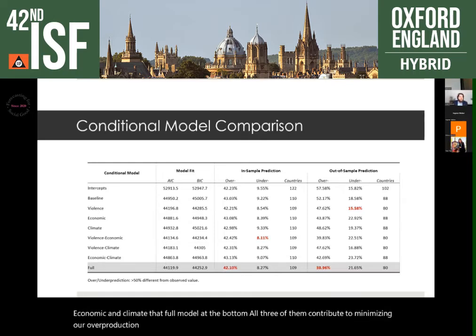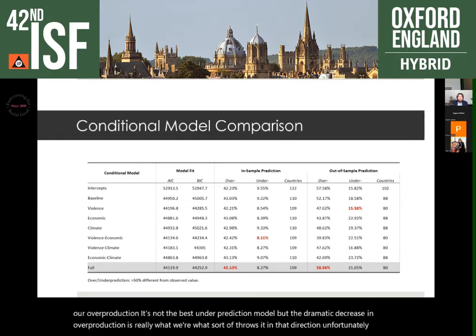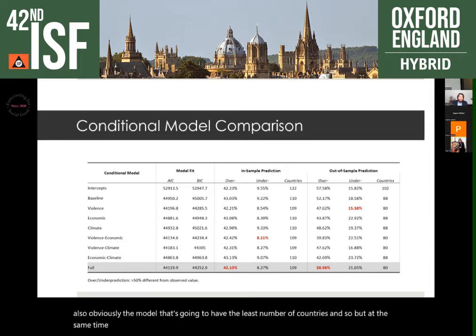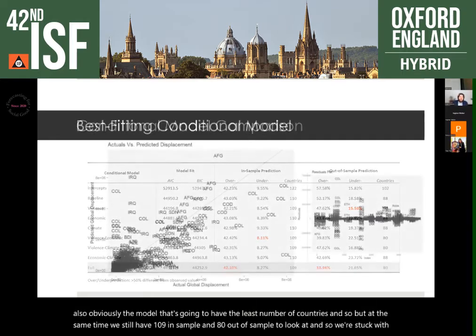It's not the best under prediction model, but the dramatic decrease in over prediction is really what throws it in that direction. Unfortunately, that's also obviously the model that's going to have the least number of countries. But at the same time, we still have 109 in sample and 80 out of sample to look at. And so we've stuck with the full model.